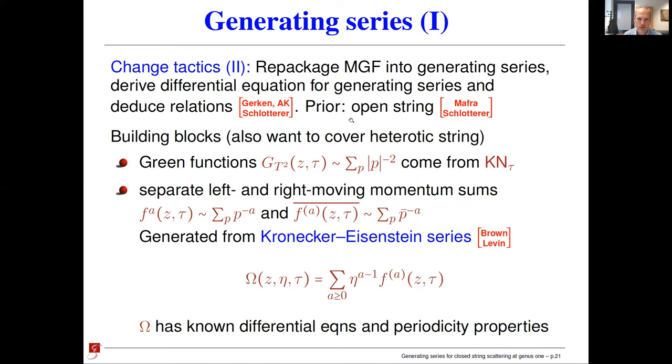Okay, so what are the building blocks for this generating series? Since ultimately we also want to cover the heterotic string, we slightly enlarge our set of building blocks, which means we not only look at Green's functions connecting two vertices, and Green's functions, I recall for you, are basically up to Fourier modes sums of 1 over p squared, which are the things that come up in Koba-Nielsen or outside the Koba-Nielsen. But we also consider things where we treat the left and the right moving part as a dependence separately. So this means that here you will also have Fourier sums where you don't have the modulus of p squared, but you just have p or p bar. So the holomorphic or anti-holomorphic, or we call it the chiral and anti-chiral part of the momentum separately.